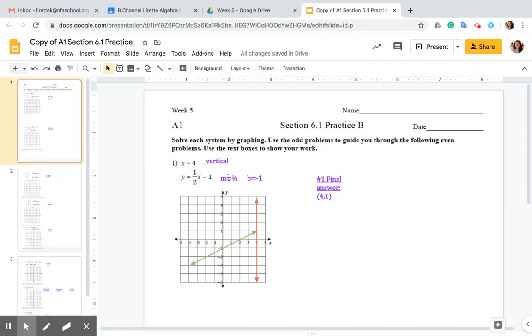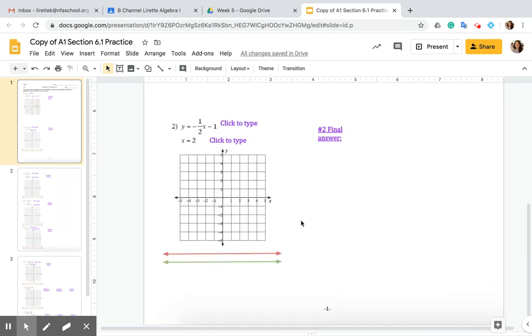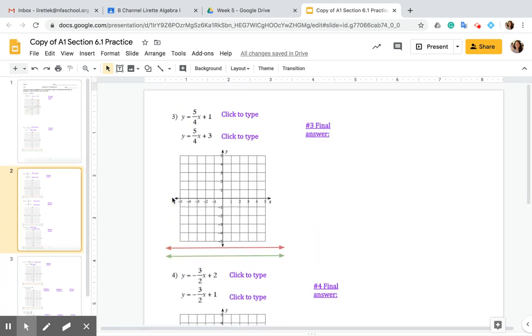We had a vertical line and an equation in slope-intercept form. I plotted B first. I used the slope to plot more. Point of intersection is written as an ordered pair. Use number 1 to help you with number 2. So you kind of have some similar looking equations here. I'm going to jump to question 3.